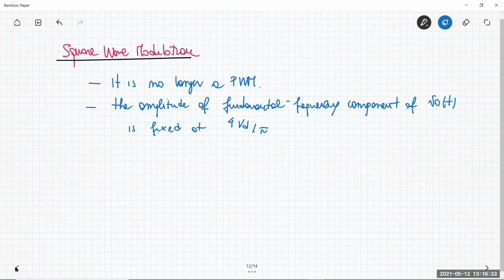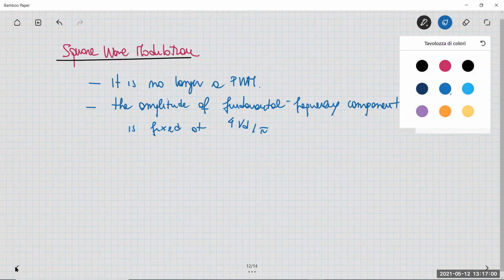This is something that I was able to do in pulse width modulation, and also in overmodulation. Changing the amplitude, changing MA, gives us the opportunity in sinusoidal pulse width modulation and overmodulation to also modulate the amplitude of the fundamental component of the voltage. Here, this is no more possible. So in which way can I modulate the amplitude if I need it for my application?